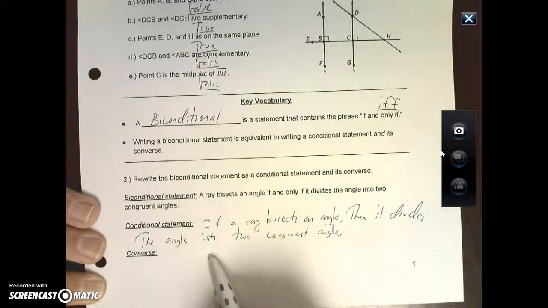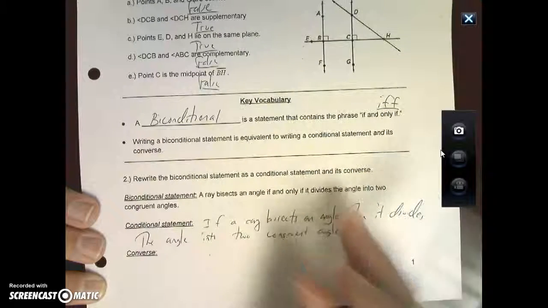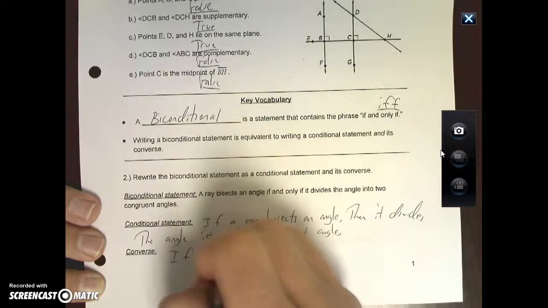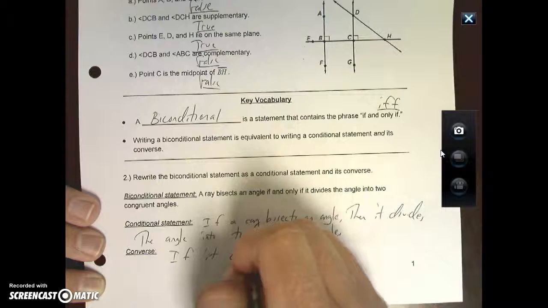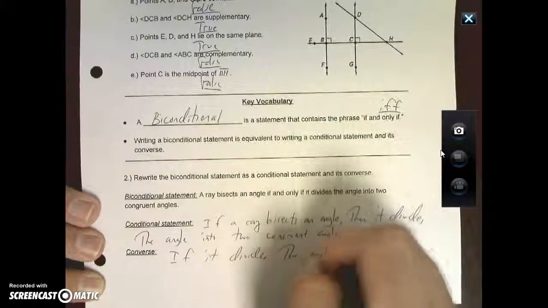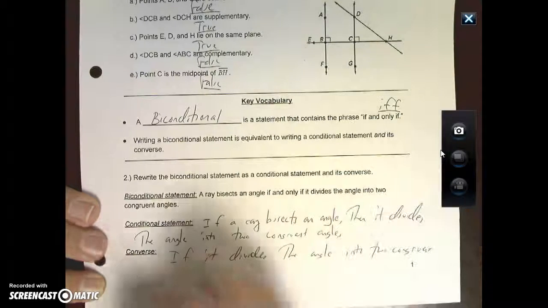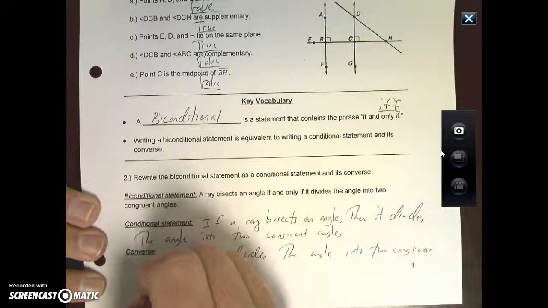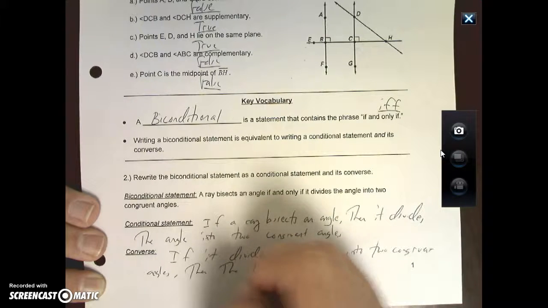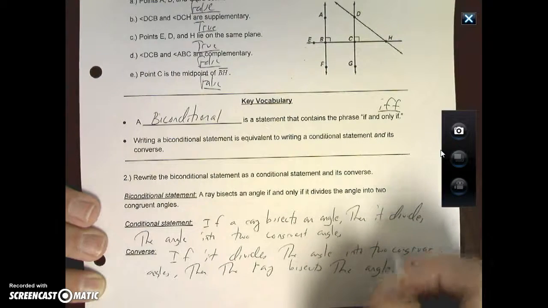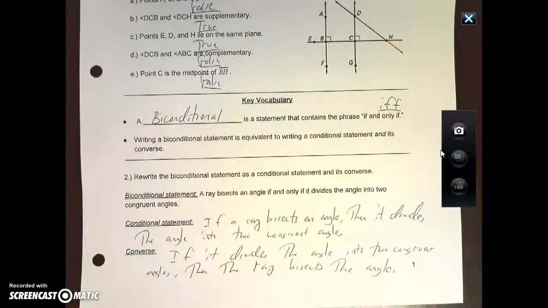The converse, again, if you recall, I'm just taking my conditional now and I'm flipping it. If it divides the angle into two congruent angles, then the ray bisects the angle. Okay? So again, all a biconditional statement is, it's basically just taking your regular if-then sentence and turning it into an if and only if.